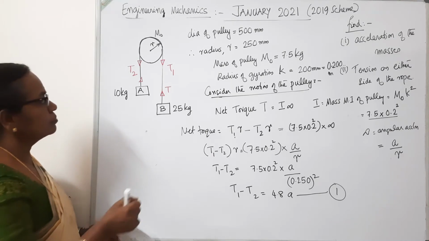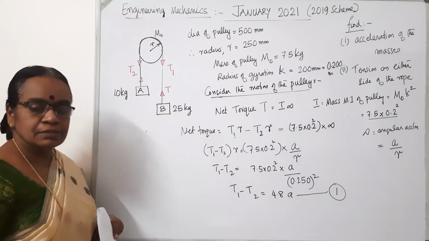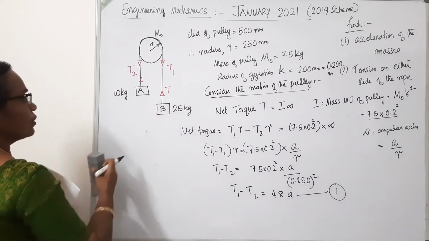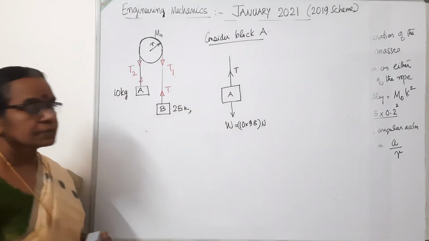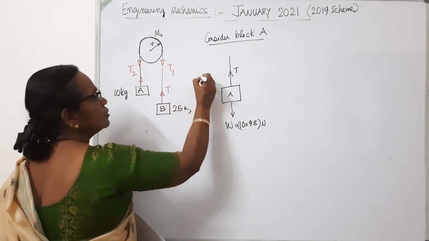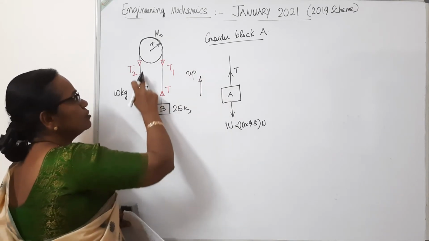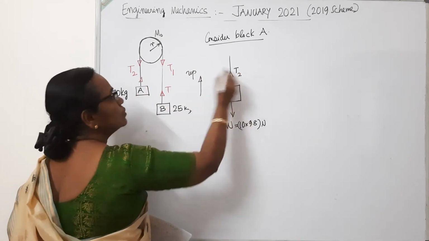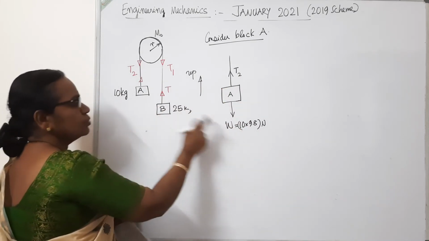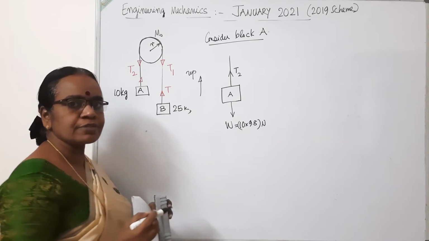Now, we have to consider the motion of A and B separately. Let us consider the motion of A first. Considering block A, the block is moving up. So this is the direction of motion, up. The two forces acting on it are T2, the tension in the rope acting upward, and the self-weight W, mass into acceleration due to gravity, M into G. These are the two external forces acting on it.